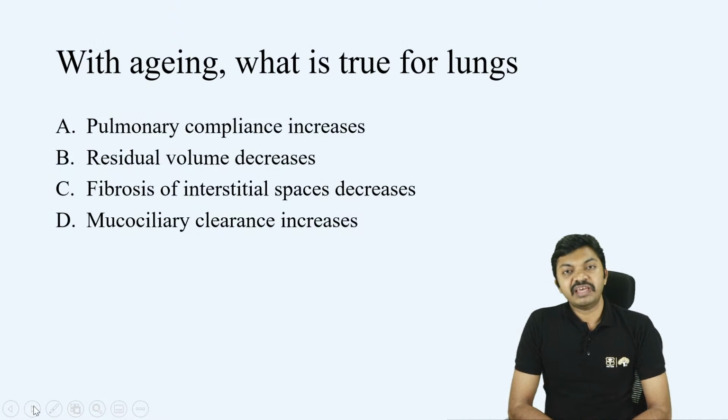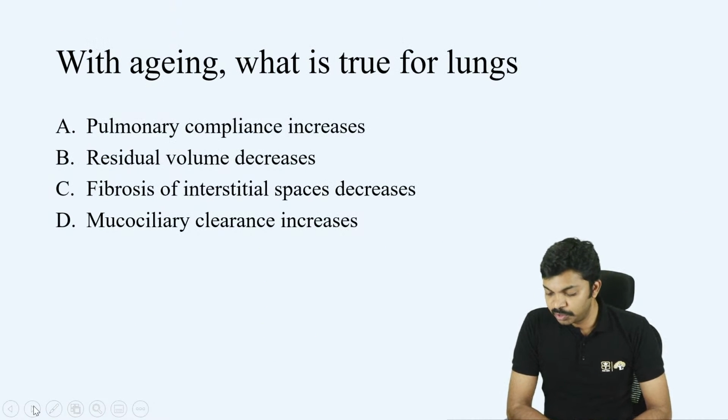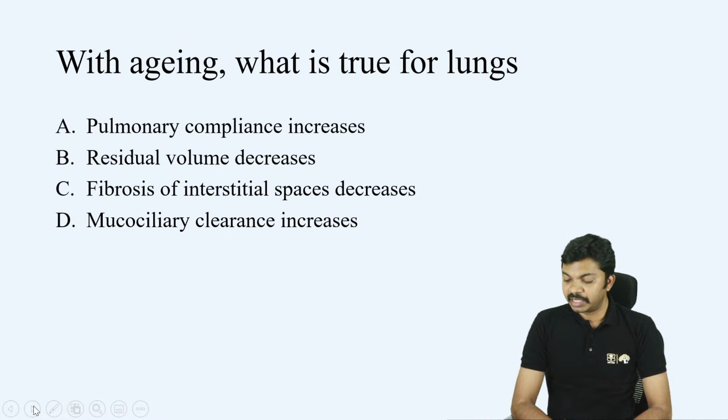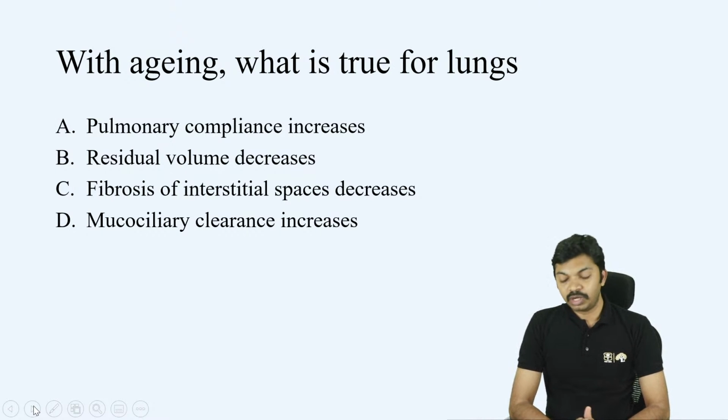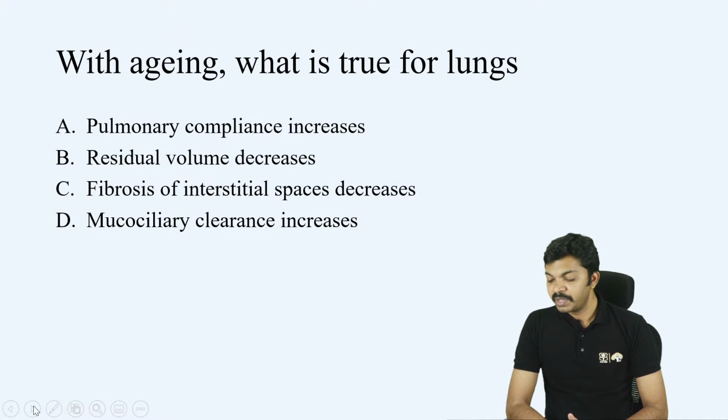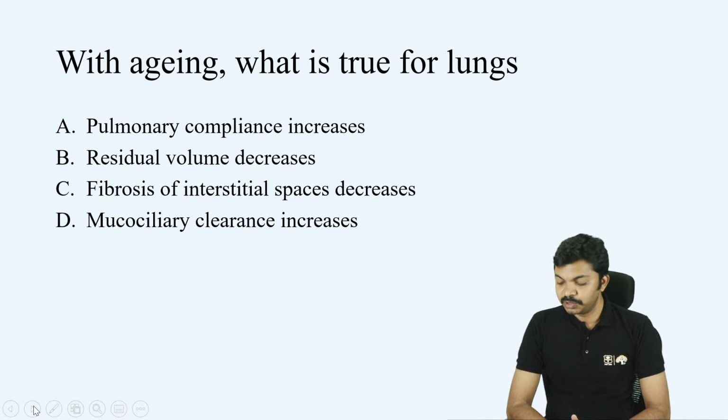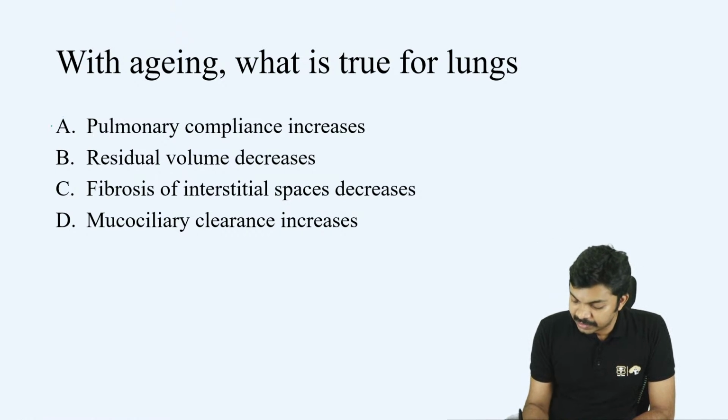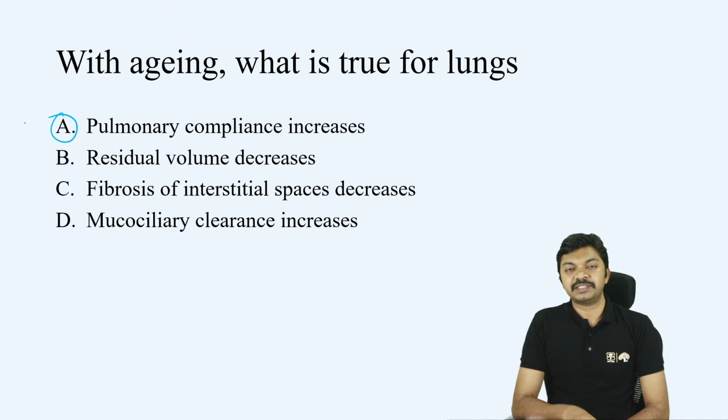Now with aging, what is true for lungs? That's going to be our next question. Options are: pulmonary compliance increases, residual volume decreases, fibrosis of interstitial space decreases, mucociliary clearance increases. Out of 4 options, it's a very simple question. With aging, the right answer is option A, pulmonary compliance increases.